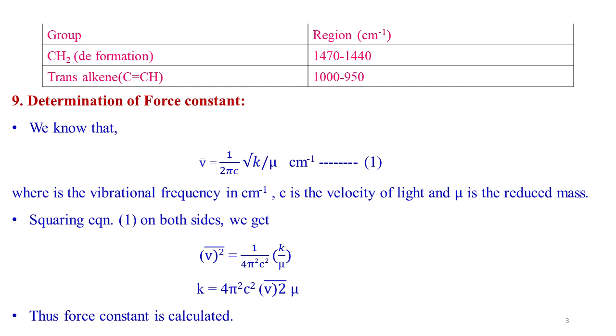Next one is determination of force constant. We know the formula nu bar is equal to 1 by 2 pi c root of k by mu per centimeter, where nu bar represents the vibration frequency in per centimeter, c is the velocity of light, and mu is the reduced mass. Squaring this equation on both sides, nu bar squared is equal to 1 by 4 pi squared c squared times k by mu. Rearranging the equation, we get k is equal to 4 pi squared c squared nu bar squared mu. So force constant k can be easily calculated.